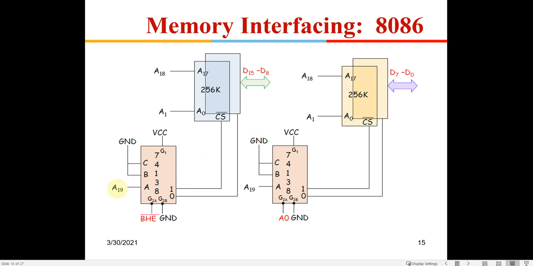Now similarly, if A19 is 1 and A0 is equal to 0, this chip is going to be activated and selected, right? And similarly, if A19 is 1 and BHE is 0, then from the odd bank this chip is going to be selected. So if you see, this is a slightly different layout than what we saw in the previous example. Is this layout clear to all of you?